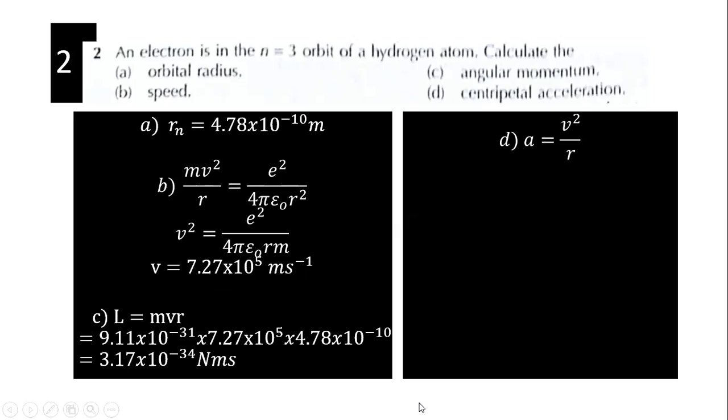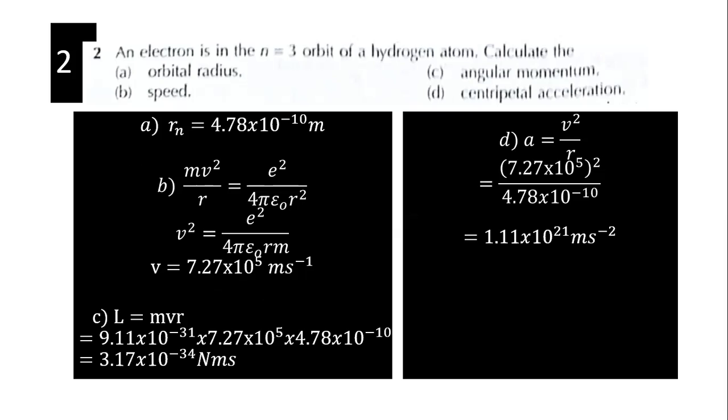Okay, v squared over r. Put your v inside. You calculate your v, you calculate your r, put inside there. What's your answer? I get 1.106 times 10 to the power of 21. Okay, good.